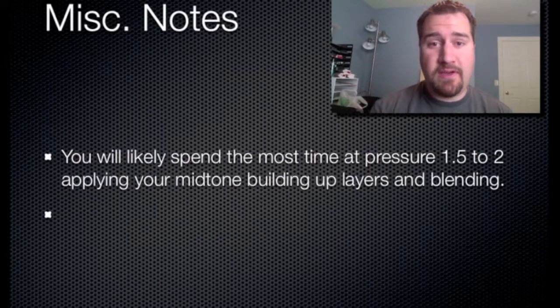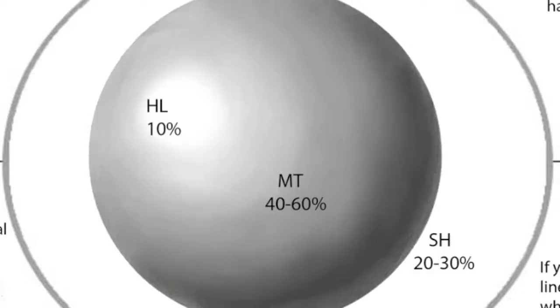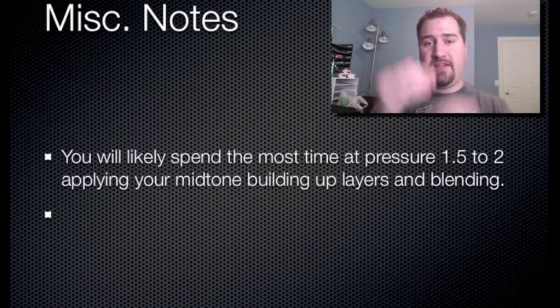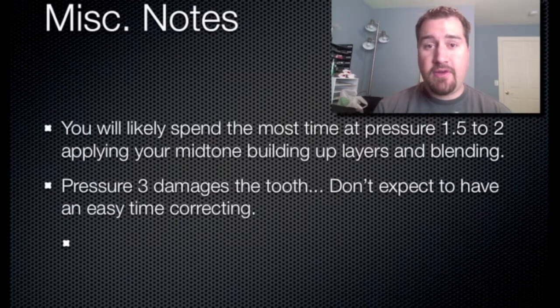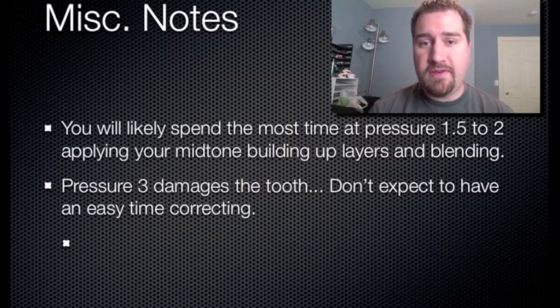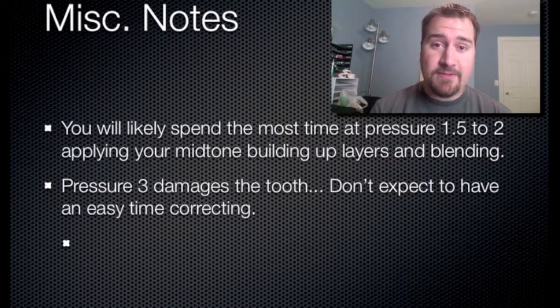And just some notes about the pressure scale: you'll likely be spending the most of your time at pressures 1.5 to 2. Because remember, midtone accounts for about 40 to 60% of a value drawing in balanced light. And you're building up layer upon layer upon layer of lead. And to do that, you need a light touch. Another thing to know is that pressure 3 damages the tooth. That's why I always encourage you to work light to dark. If there's an area that you know is going to be a dark black shadow, save it for last when you're towards the end of your project. That's because it's easier to add dark than to take it away.